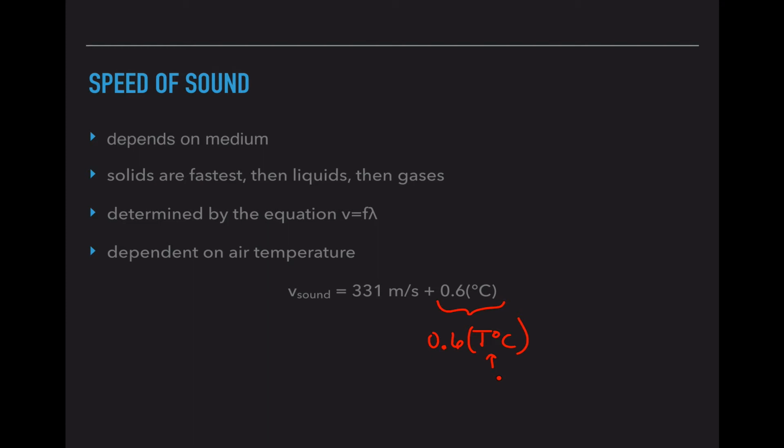A lot of times people get confused by the units, the fact that it says degrees C or T degrees C. They think that they're supposed to be multiplying something. Well, you're supposed to multiply 0.6 by a value, but in that parentheses, there is no additional math.